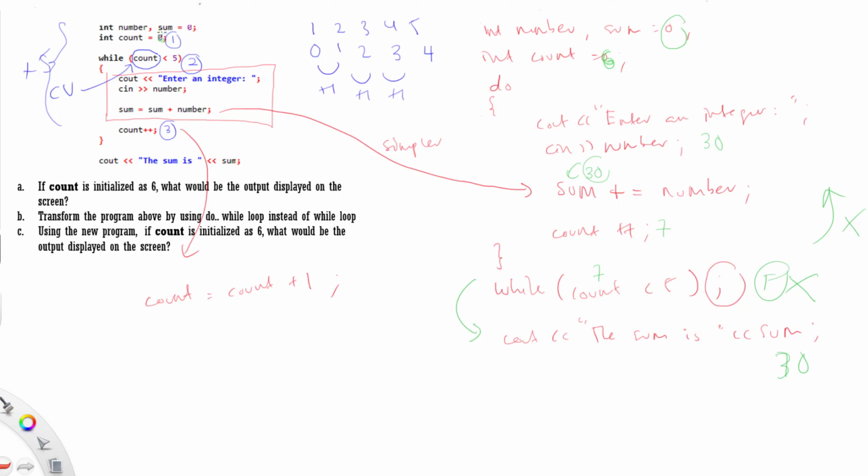If it's 6 here with a while loop, we cannot even go inside, so the sum will be 0, because this statement is not executed. Whereas with a do while loop, even though this is 6, this process will be executed at least once, because this is a do while loop. So in the end the sum is 30 because we are able to sum up one number. All right, so that's the difference between a while loop and a do while loop.